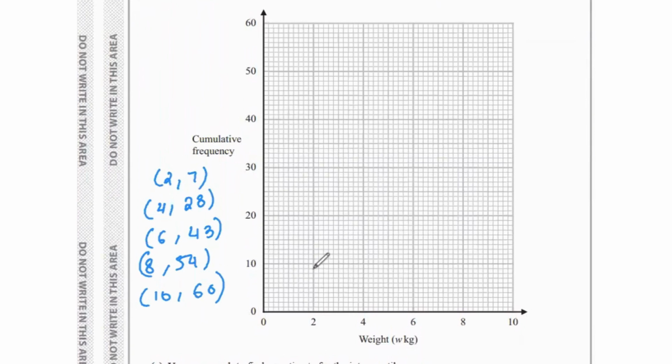So 2, 7 is over here. 4, 28 is here. 6, 43 over here. 8, 54 is here. And 10, 60 is here. Just select the dots. Make a cumulative frequency graph.